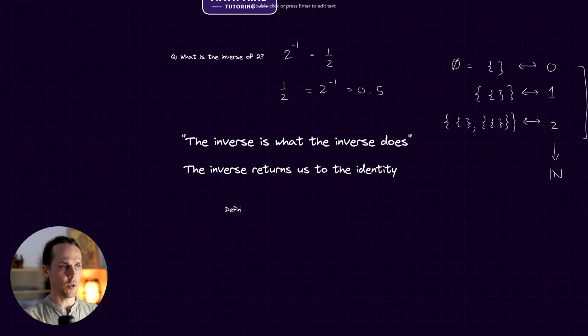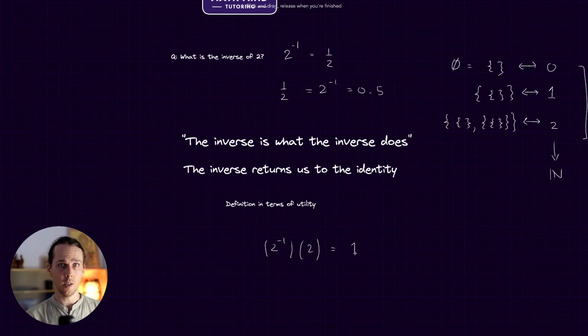Okay, so it's a definition in terms of utility, meaning what does the thing do, right? Its use. So think about the inverse of 2. What does the inverse of 2 do? What is its utility? Pause the video and hopefully you've thought about it. So it's the number that if I multiply it by 2, I get 1, right? Again, it's the thing that returns us back to the identity.